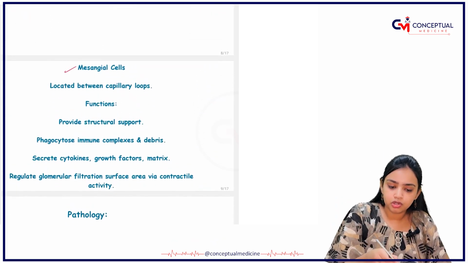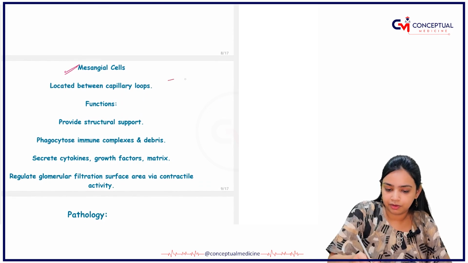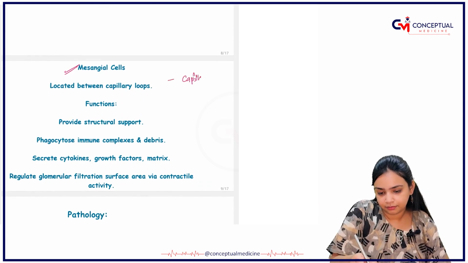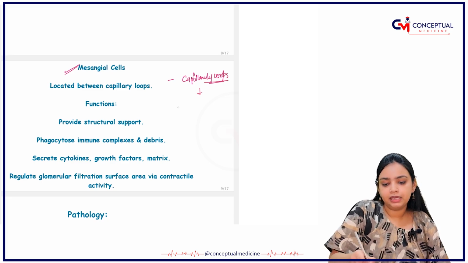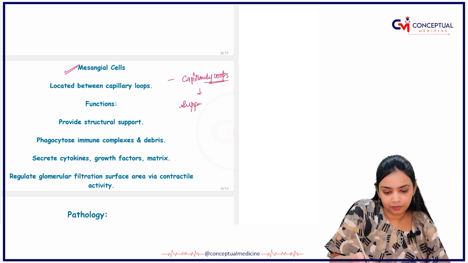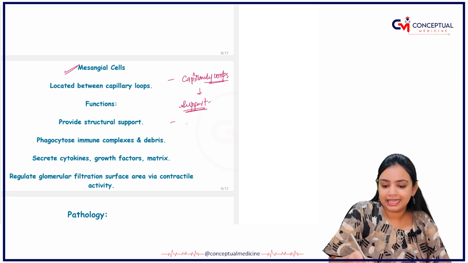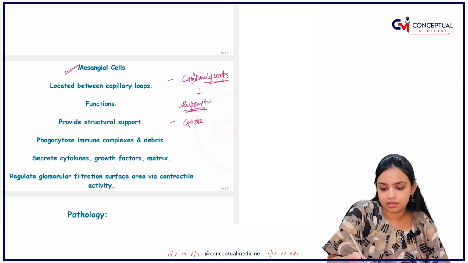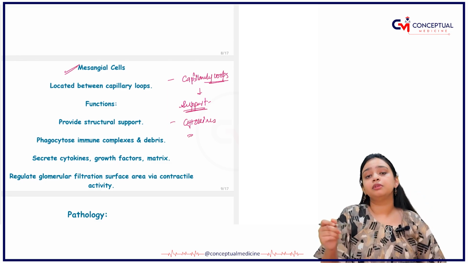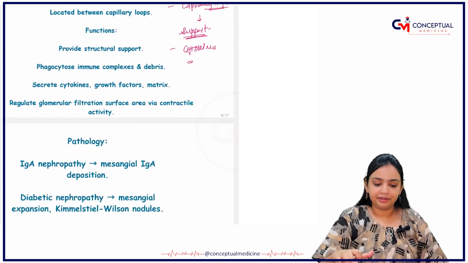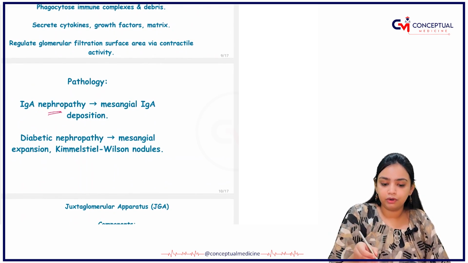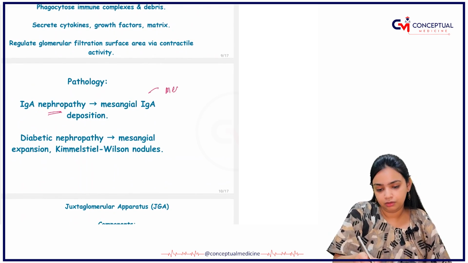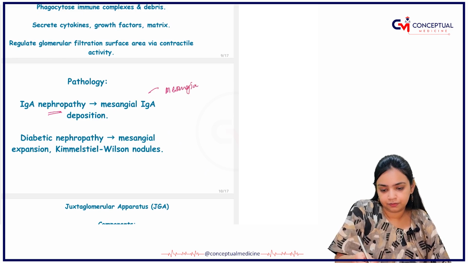What are the supporting structures? You have the mesangial cells that are present between the capillary loops. They basically provide support and secrete cytokines which are responsible for growth and matrix. What is the pathology? You have something called IgA nephropathy, which is due to mesangial IgA deposition.